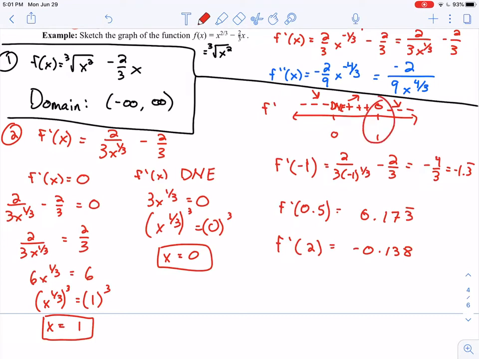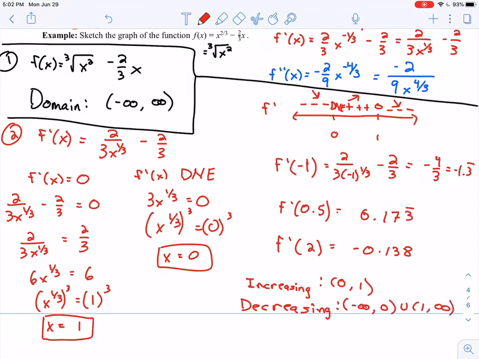At 1, we have a derivative of 0. This is the horizontal tangent line. This is by far what we're a lot more familiar with here. So let's summarize this up. We know our function is increasing on the interval 0 to 1. It is decreasing everywhere else. So it's decreasing on negative infinity to 0 and 1 to positive infinity.